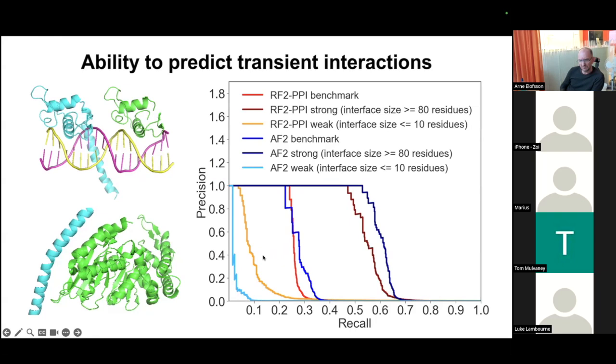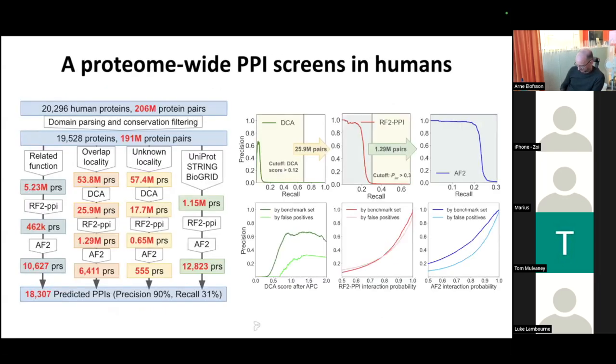We think it's related to AlphaFold still being optimized on protein structure, so it's not used to seeing transient interactions with a very small interface. Physically, it simply doesn't like them. However, based purely on coevolution without thinking about the structure, our RoseTTAFold for PPI seems to have a unique advantage for transient interactions. So with this tool, we were able to apply it to do a comprehensive screen of the human interactome.